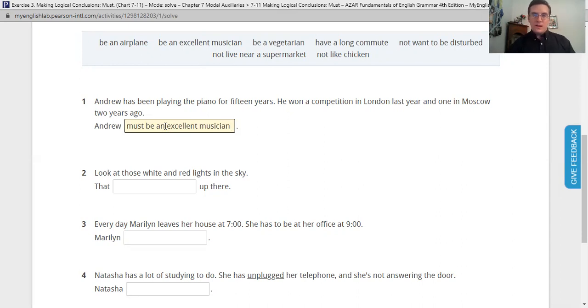Now, number 2, look at those white and red lights in the sky. What are those lights? Well, it's only one thing. What else could it be? That must be an airplane. That's my best guess. Okay. Probably not Superman flying around. It's an airplane, right?